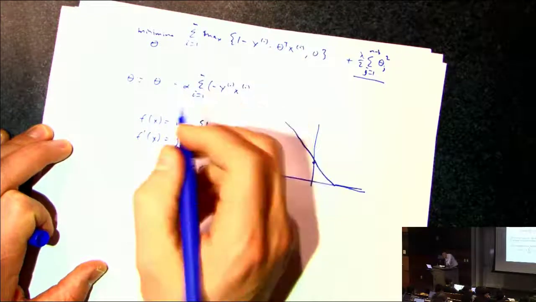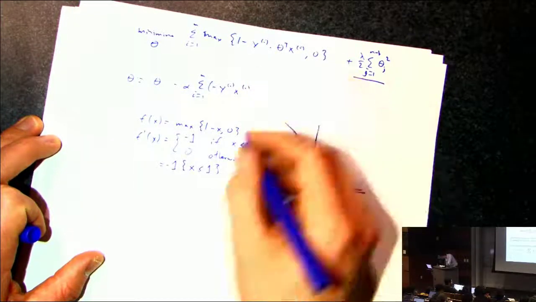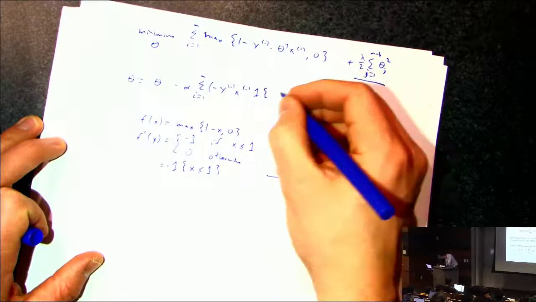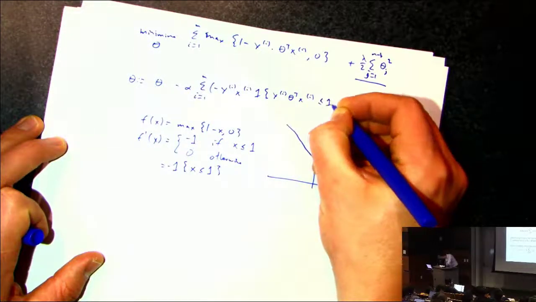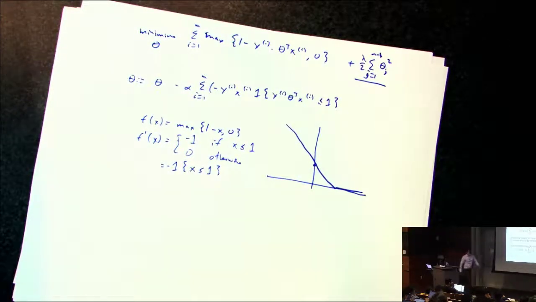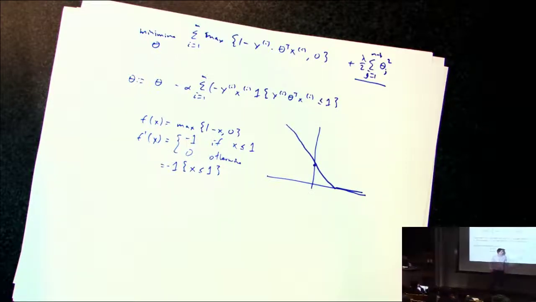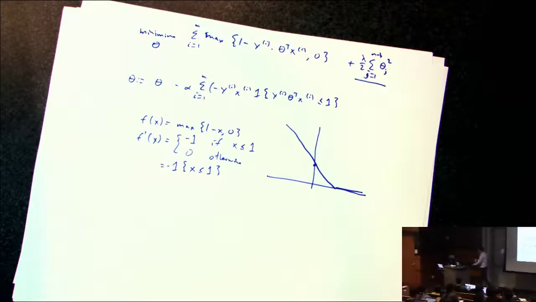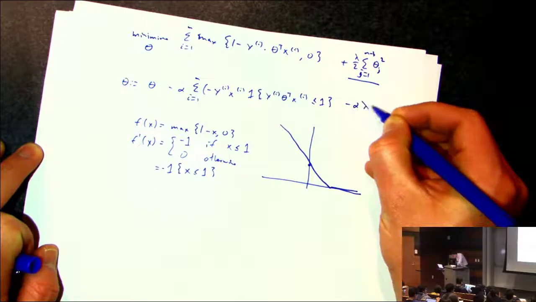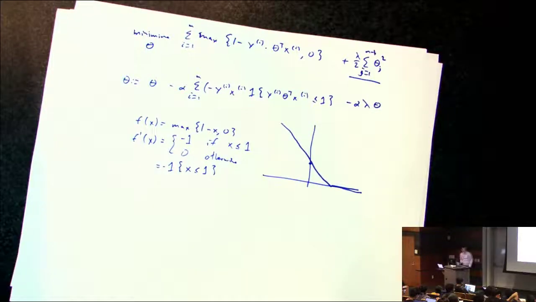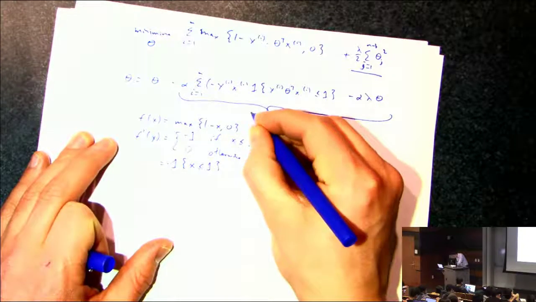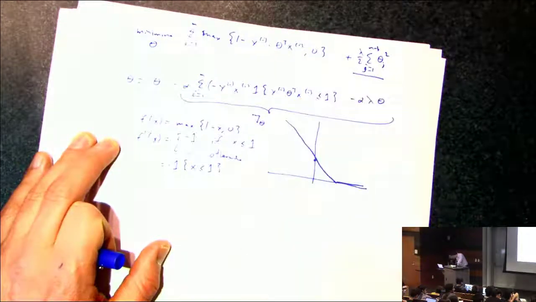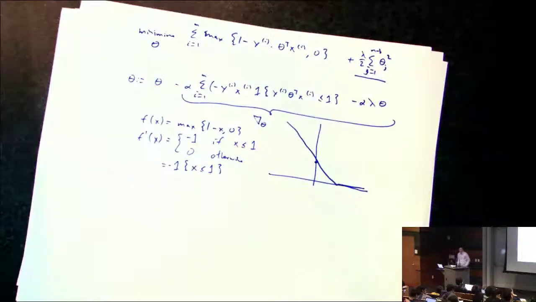And I can cancel those negatives, of course, but I just won't bother here. Times the indicator of y_i theta transpose x_i less than or equal to 1. And then if you also want this thing here, the regularization term ends up being just a negative alpha lambda theta term. That comes from this guy here. So this whole term here is just the gradient with respect to theta of the objective. And the way we update our gradient descent is we just take small steps in that direction.